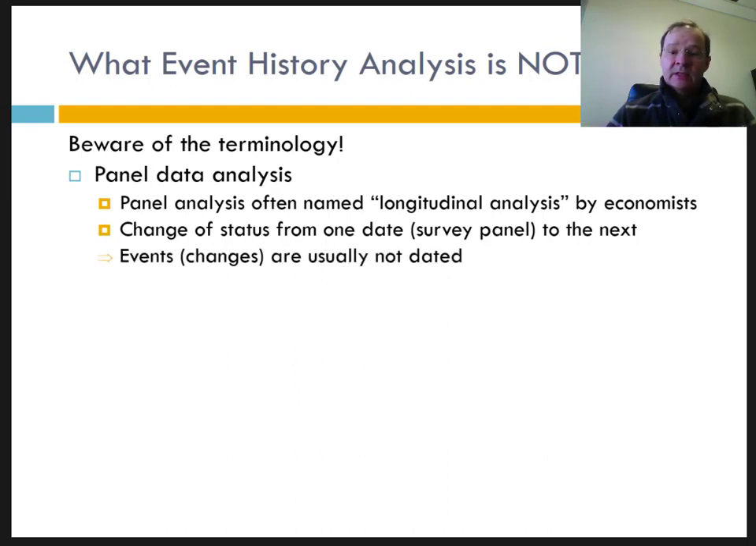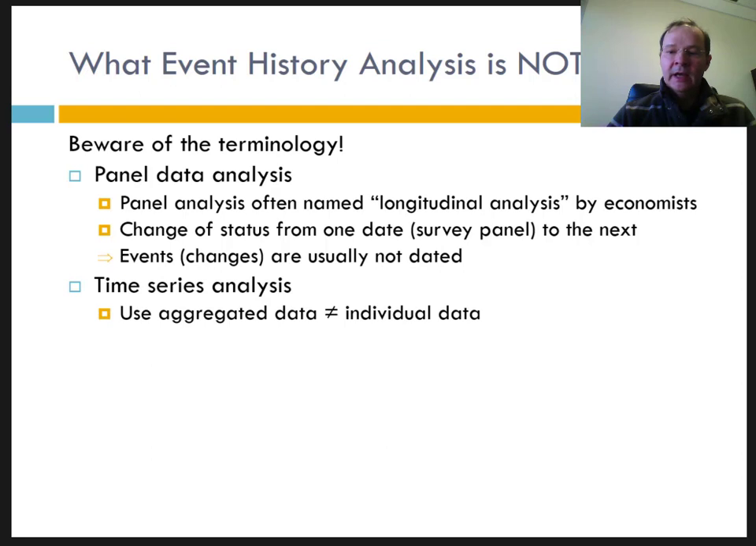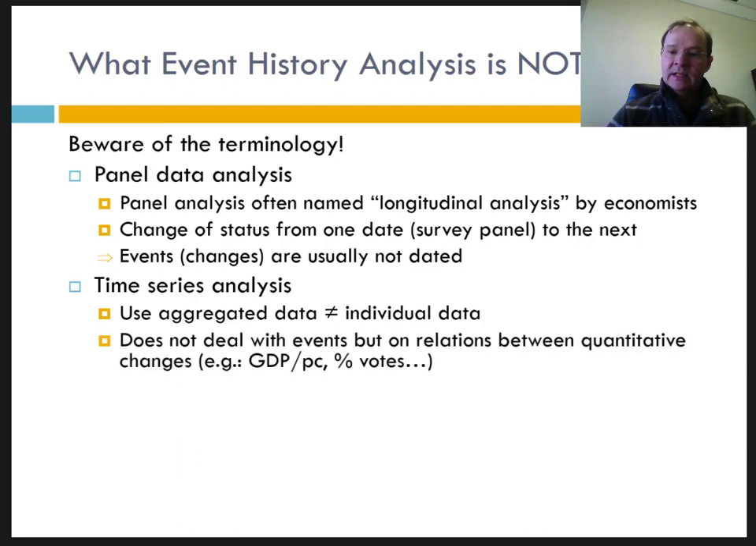Another type of analysis, also used by economists, is time series analysis. This may be confused with event history analysis because of the term time. However, time series analysis is reserved for aggregated data, not for individual data as in event history analysis. Time series analysis does not deal with events, but with relationships between quantitative changes over time. Good examples are GDP per capita, percentage of votes, etc.